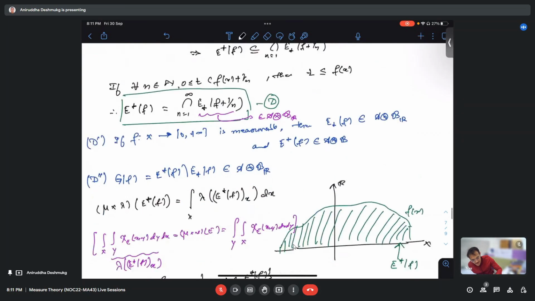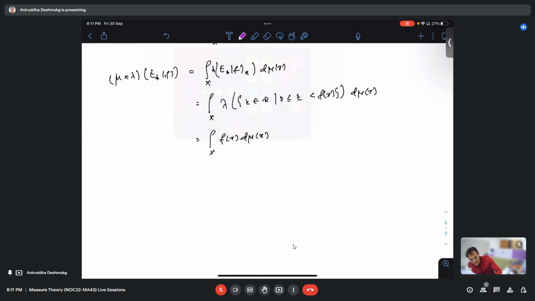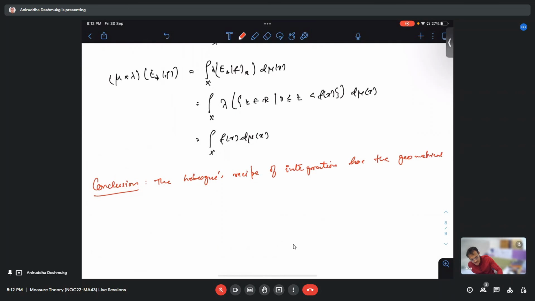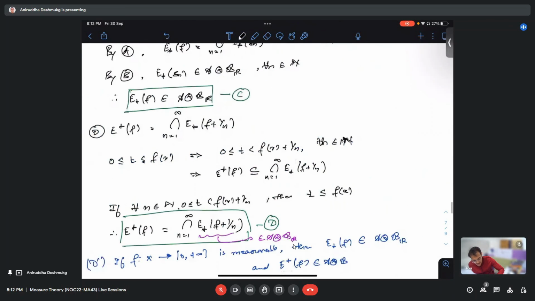So therefore, what we conclude is that the Lebesgue formula for integration, Lebesgue's recipe of integration, has the geometrical interpretation as the area under the graph of the given function. So with this we sort of conclude.